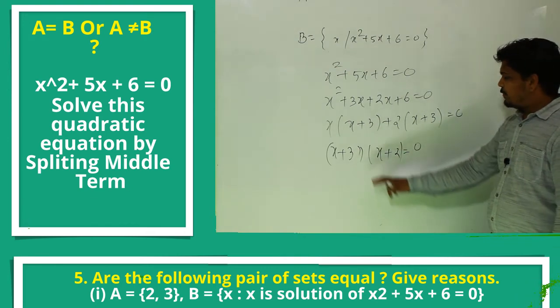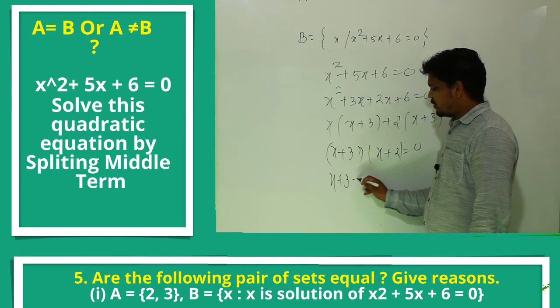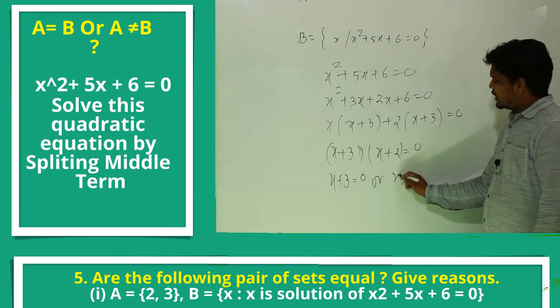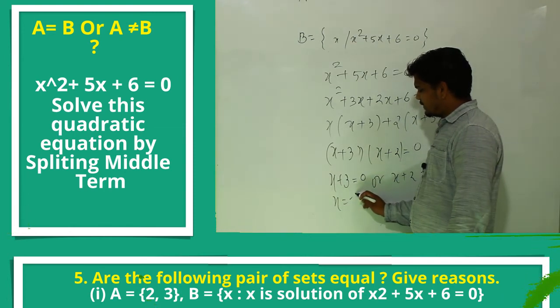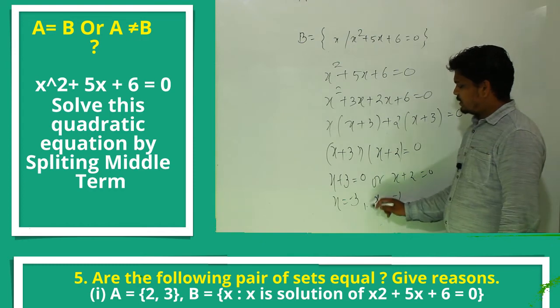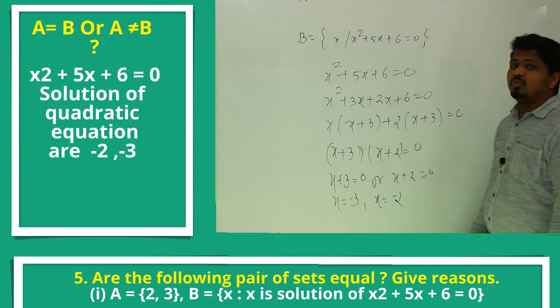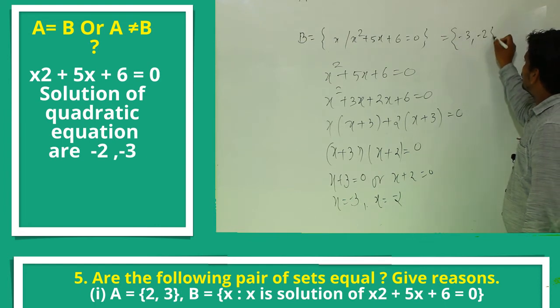Now you know, if the product of two numbers is 0, then either the first term x + 3 equals 0 or the second term equals 0. That implies x equals -3 and x equals -2. This is your elements, x equal to -3 and -2. These are nothing but -3 and -2.